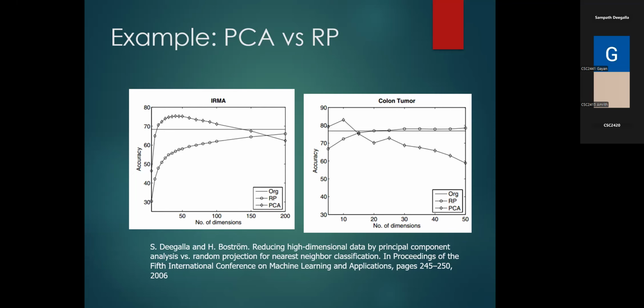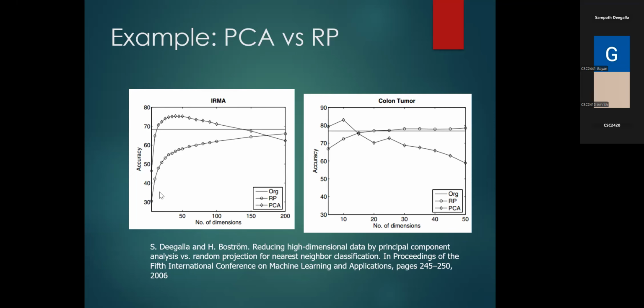In these graphs, what you see are two example data sets. The IRMA is a medical data set which consists of around 60,000 data points, around 150 classes, if I remember. I don't remember the exact number of classes, but it's definitely more than 100 classes. So it's a huge data set, and it's a set of radiography images, that is, X-ray images of various different parts of the body.